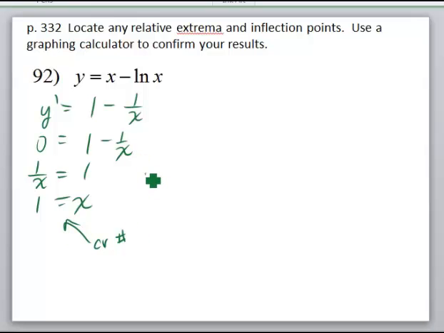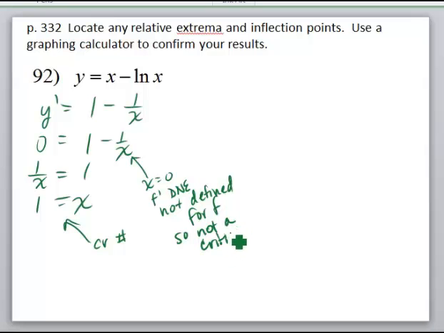x equals 0 gives me the derivative being undefined, so it's also another critical number, but that is not defined for f, so not a critical number. If I plug 0 into there, it doesn't exist, is my point. So the only number I need to test is 1.